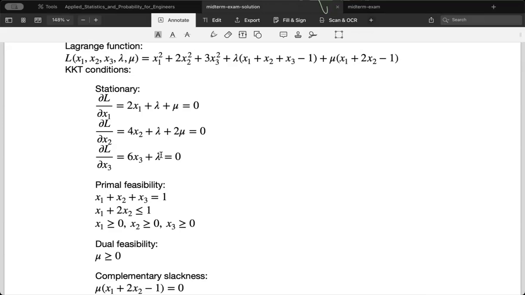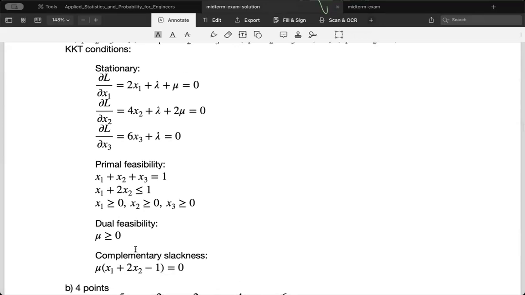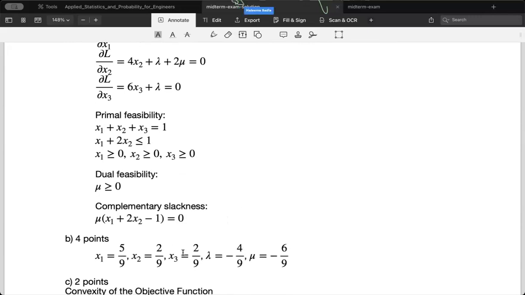However, the solution obtained, you must check with primal feasibility. And unfortunately, that solution does not satisfy this primal feasibility. You can do it by yourself. And what about the other case, where x1 plus 2x2 minus 1 is 0? You can solve it again by using these conditions and x1 plus 2x2 minus 1 is 0. And by solving that, you obtain this solution.